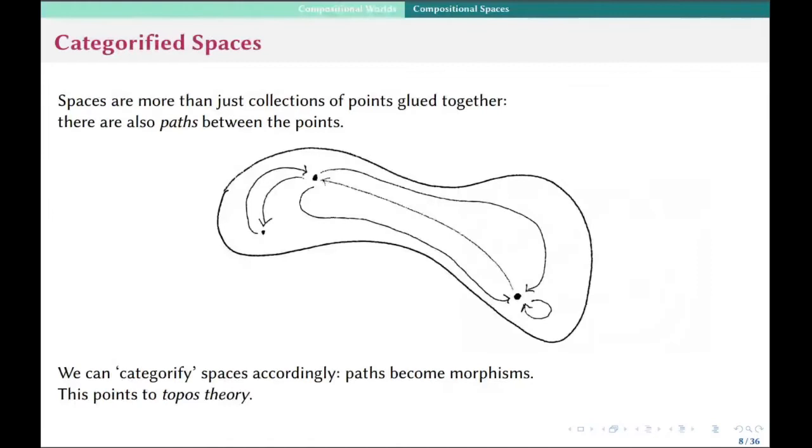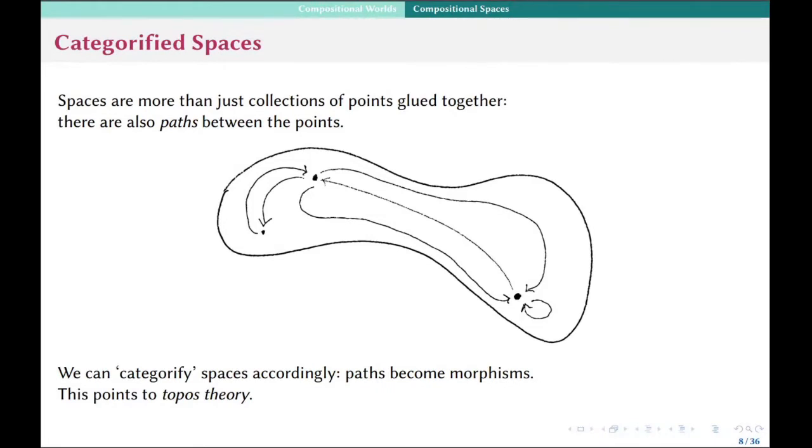But spaces are kind of more than just collections of points glued together. There are also paths between the points, and I've drawn a kind of space here with some paths between them. And so we can think of spaces in a kind of categorical language, categorifying them accordingly. Paths in the space become morphisms. The morphisms tell you how to get from one place to another. And sometimes you can go in both directions along a path, sometimes it's directed, but the key idea is that morphisms are like paths in some space.